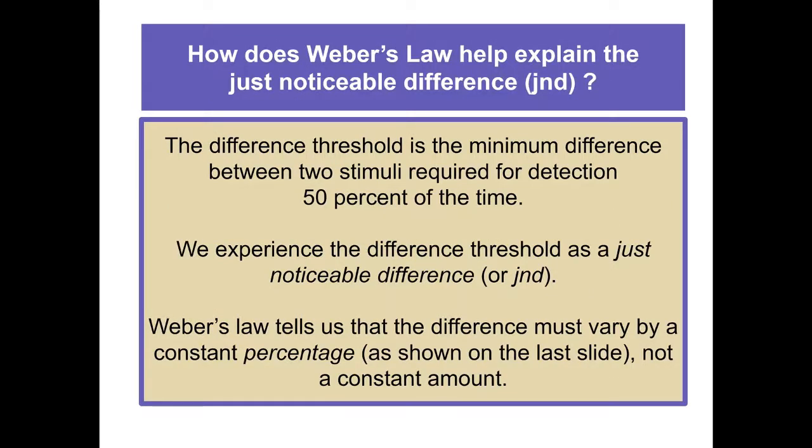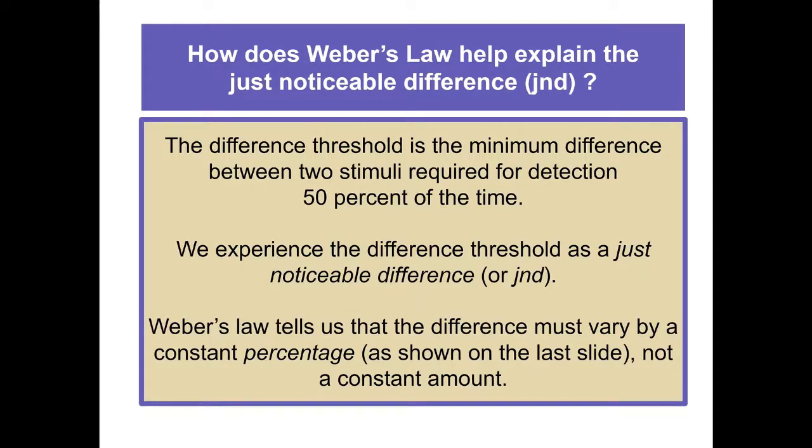So we'll wrap it up there, but it says, how does Weber's law help explain the just noticeable difference? And again, that's the difference threshold. The difference threshold is the minimum difference between two stimuli that is required for detection. And just like in that sound test, if you get them right 50% of the time on a test, which is a failing grade to us, that's enough to count that you got it right. So basically, that's the scientific explanation of the percentage that something has to increase or decrease by in order for you to notice that it has changed. So we experience the difference threshold as a just noticeable difference.